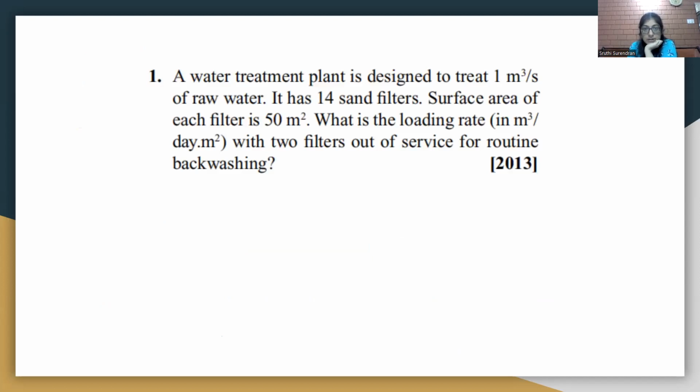Another question. A water treatment plant is designed to treat 1 meter cube per second of raw water. It has 14 filters, the surface area of each filter being 50 meter square. What is again the inflow rate? That is, how much water is coming into the tank is what they're asking, in terms of meter cube per meter square per day, with 2 filters out of service for routine backwash.